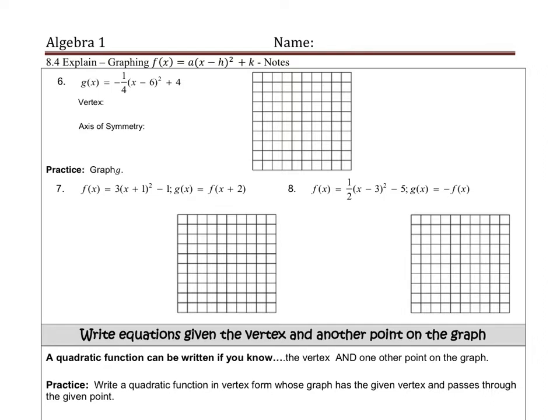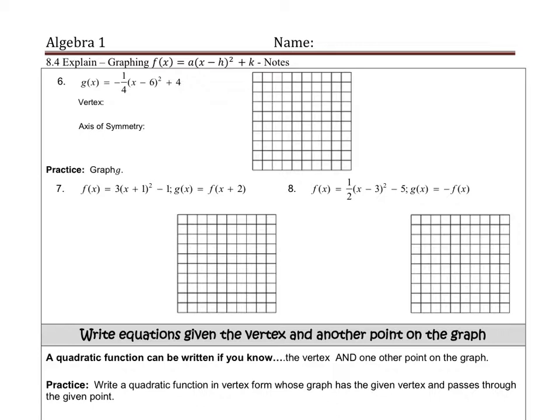Okay, welcome back to part 2 of the video. On number 6, we're going to continue graphing our quadratic function that's written in vertex form. I want you to do this one on your own, and you're going to do it by finding the vertex and the axis of symmetry, and then one other point and graphing it.